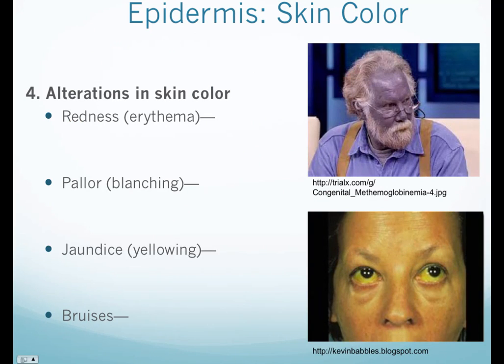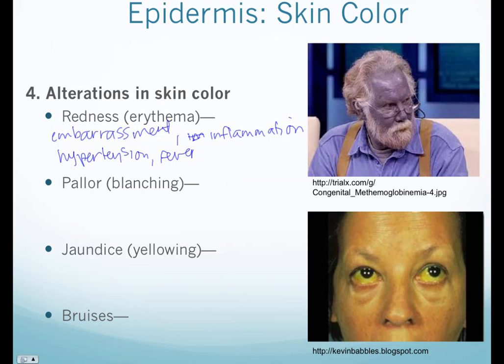Now, other things that can alter our skin color: redness, erythema. This is what happens if you're embarrassed. If there's an inflammation, so let's say you just get a cut, the first thing you'll notice is that you have a red area. That's increased blood flow to the site of injury or infection. So you have inflammation. Hypertension, fever, or even having an allergy, all due to increased blood flow.